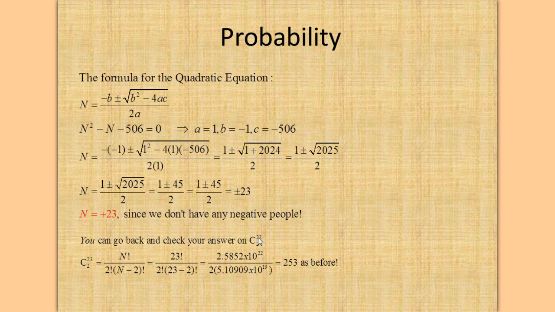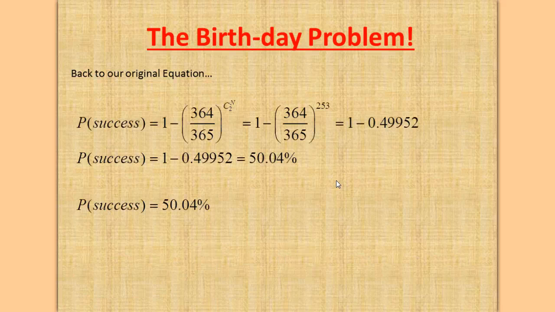Given 23 and 2, we'll substitute 23 for n, and you'll get 23 factorial divided by 2 factorial times 23 minus 2 factorial, and to do that you'll get 253 as before. Now, if you're doing this on a calculator, I believe the highest it goes on factorials is 50. So you won't be able to do any numbers past 50, but 23 it'll do just fine.